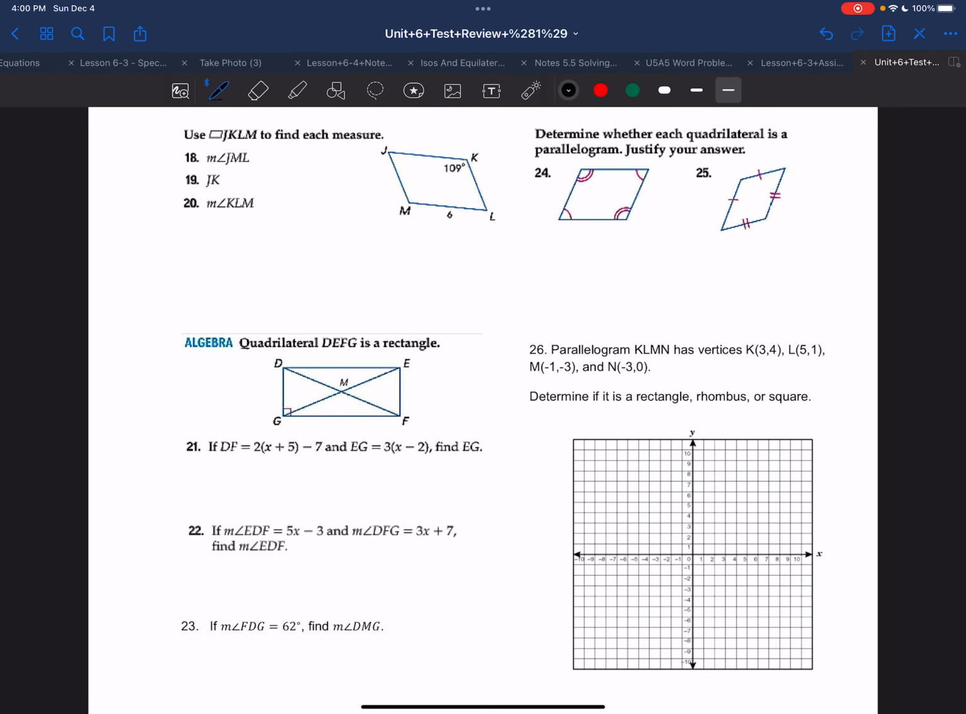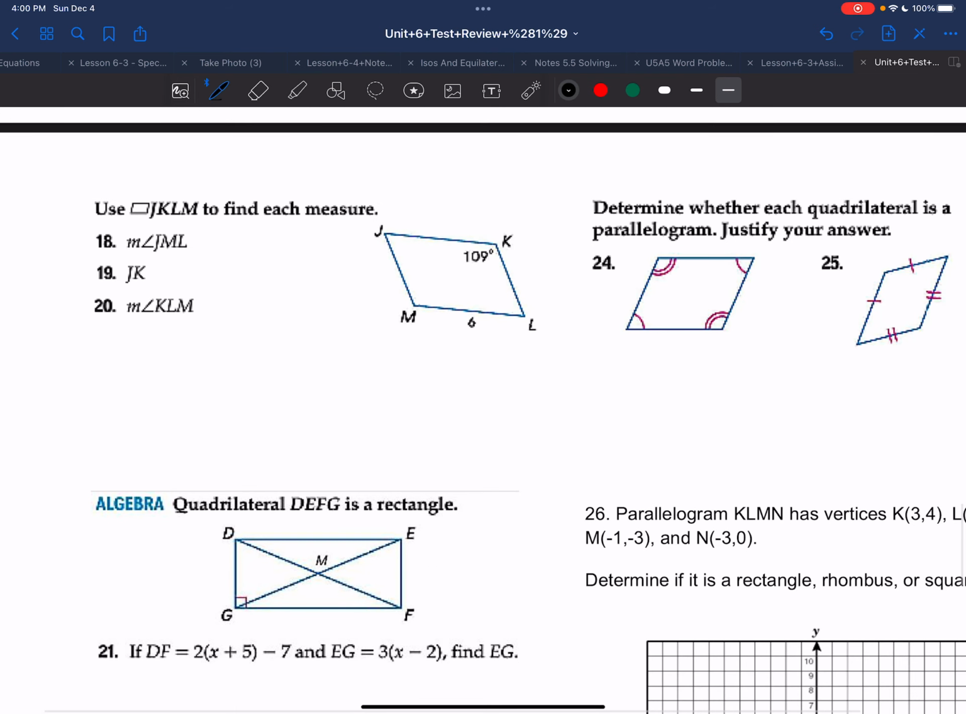All right, I want to go ahead and talk about the last page of the review. Let's take a look at it. It says use the parallelogram JKLM to find each measure. 18 says measure angle JML, so I need to go ahead and find that. So where is JML? So here's JML.